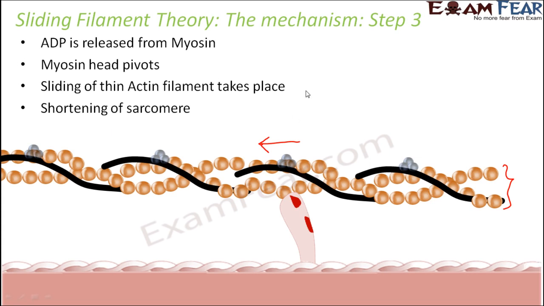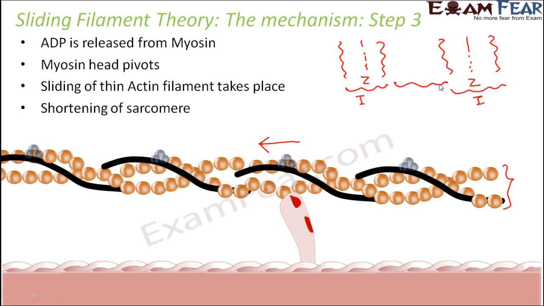How? Remember I told you, let us suppose this is your Z line. Again, this is another Z line. So these Z lines represent the actin filaments, right? And let us suppose this is the I band. So this is the I band. Again, this is the I band.